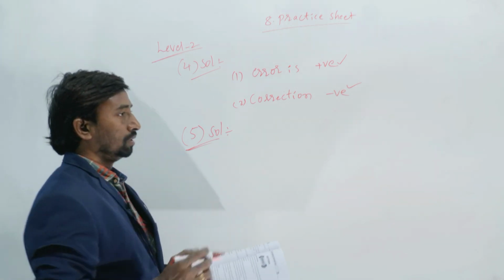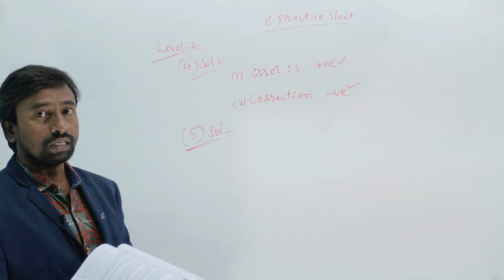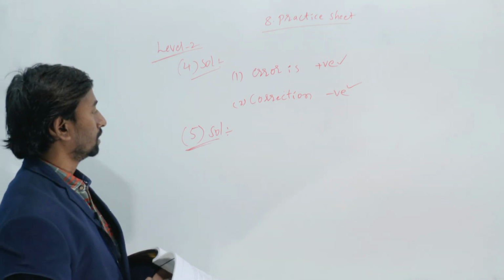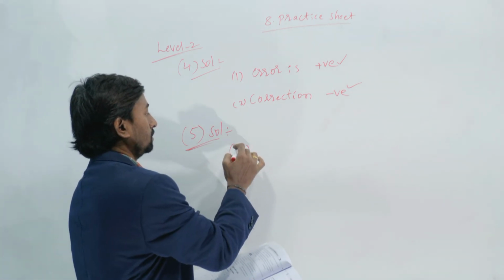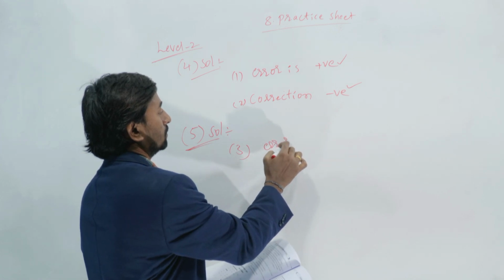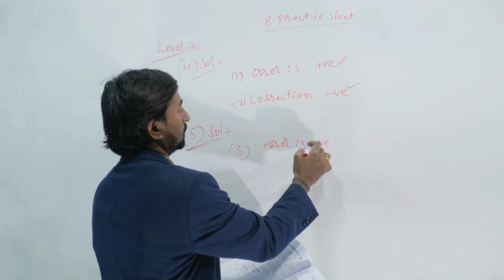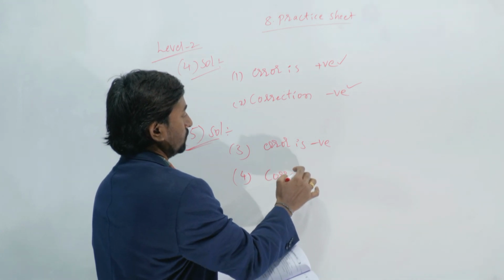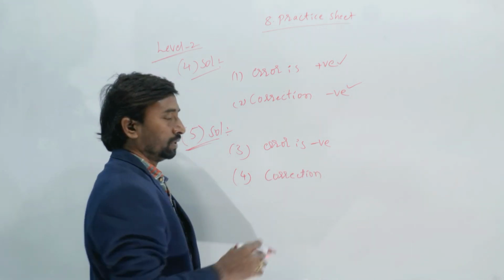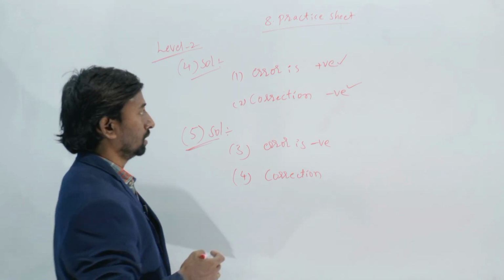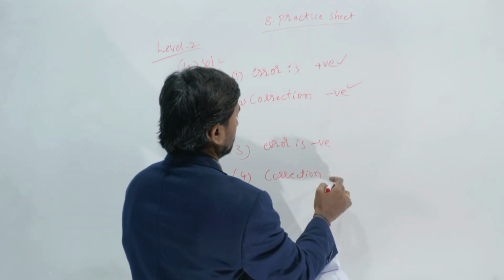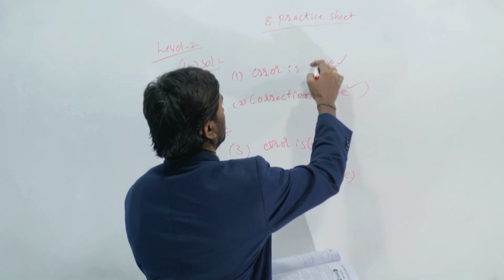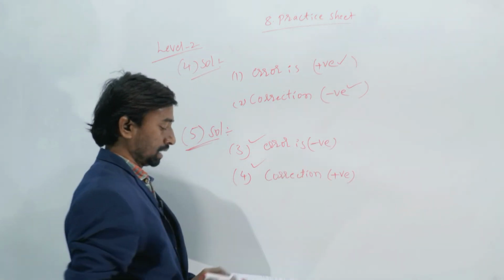Okay. If the zero division of the vernier scale is left side of the zero division of the main scale, then it is a negative error. So here the error is given in the third option, that is, error is negative error. If you get the negative error, we have to do the correction positive, means we have to add. Just now we have seen the numericals like that. If error is negative, then the correction is positive. So the third option and fourth option is the correct answer.